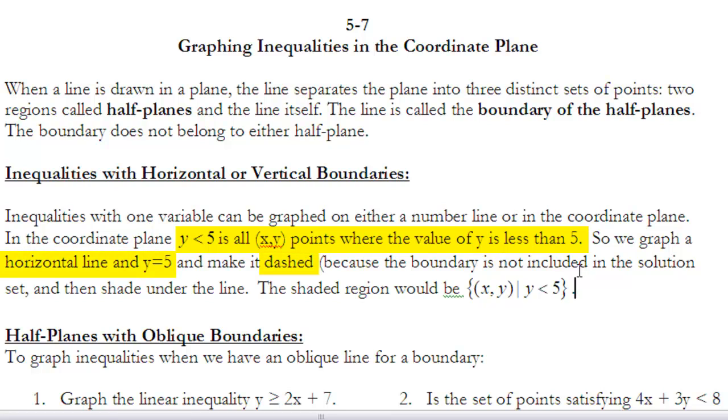So if we were going to graph that, we'd graph a horizontal line at y equals 5. It'd be dotted or dashed because 5 would not be included in that solution set, and then it would be all the values that are underneath that horizontal line. Okay, we would shade those values in. And that shaded region would represent the set of points x, y, or ordered pairs, such that y is less than 5.